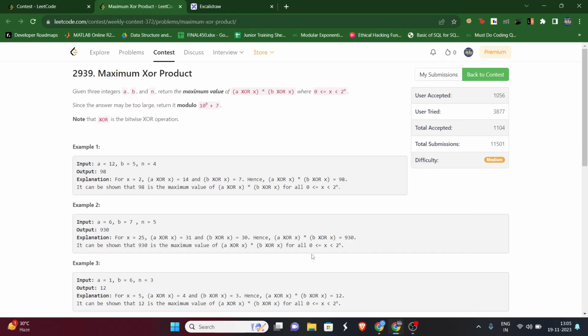So today we'll be solving LeetCode Weekly Contest 372 problem C, 2939 Maximum XOR Product. Okay, so pause the video, read the question, then we'll proceed.